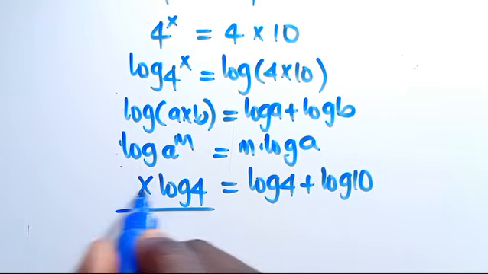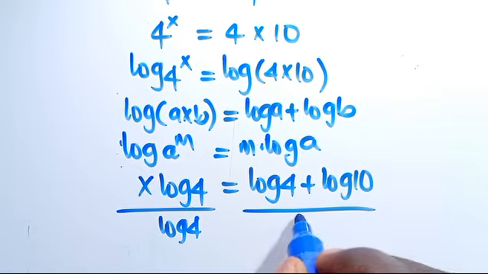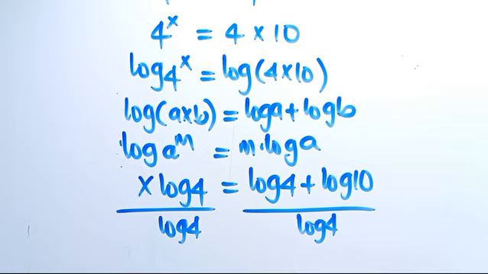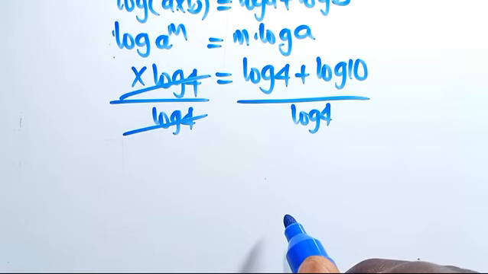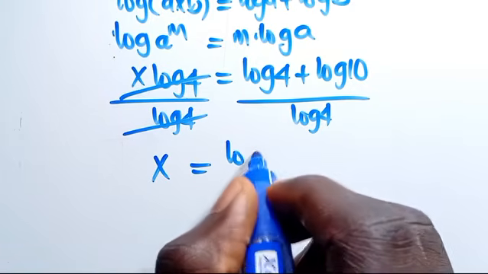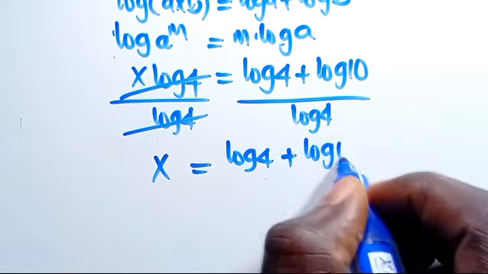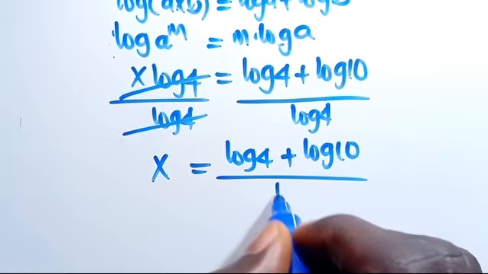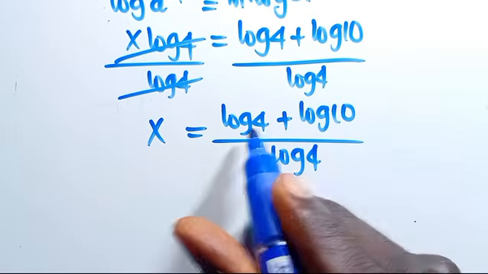Divide through by the coefficient of x, which is log 4. Divide through by log 4. This will cancel out this. So we are going to have x left, equals log 4 plus log 10 over log 4. Dividing through by log 4.